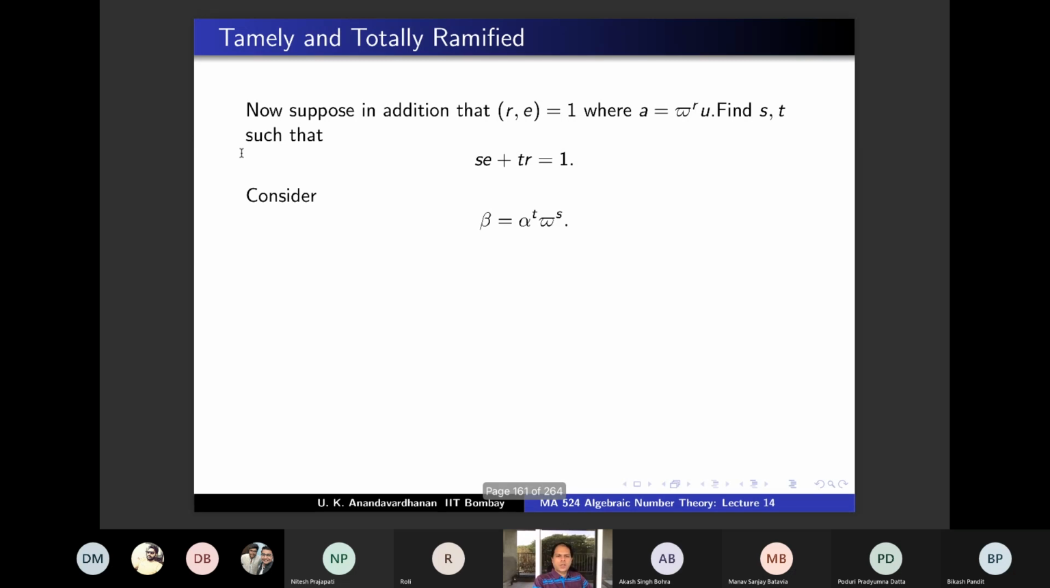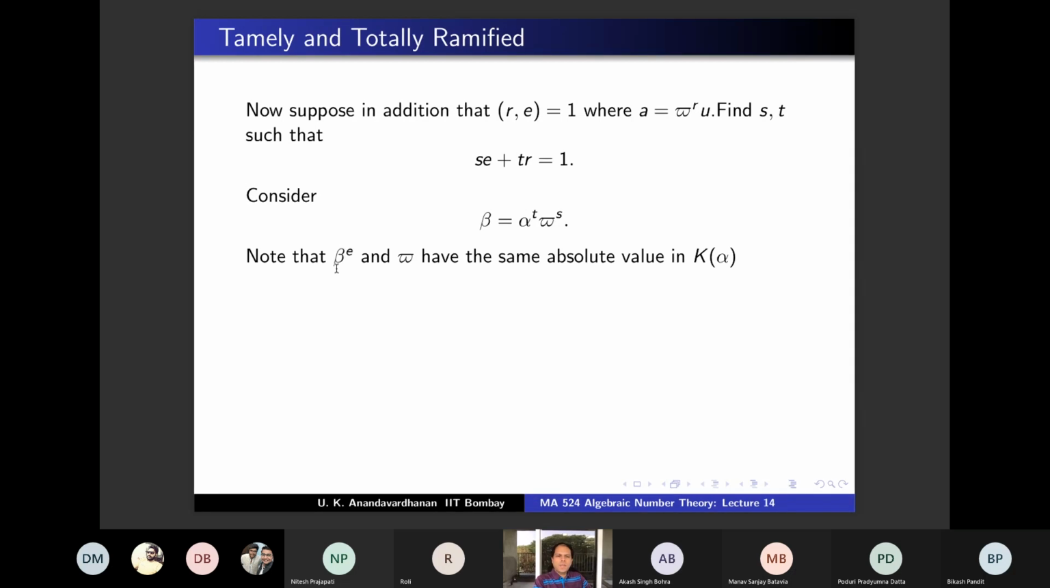And now we are going to do a trick. Consider this element alpha power t. Alpha is this root. K(alpha) over K is tamely ramified. Now I am going to conclude that under this hypothesis, K(alpha) over K is totally ramified. So take beta equal to alpha power t, pi power s, where s and t are as here. Then what do you observe?